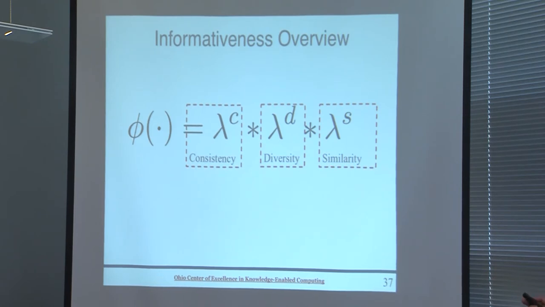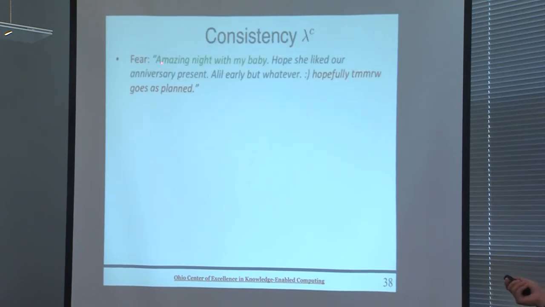Okay. So first, let's look at what I mean by consistency. Look at this tweet. We infer the label is fear, because you can see, hopefully, tomorrow goes as planned, right? So that is where the fear part comes from. But if you look at the first sentence, amazing night with my baby, this sentence expresses the emotion joy. So now we have one emotion label, that is fear. But the tweet conveys two emotions, fear and joy, right? So you can see the label and content are no longer consistent.